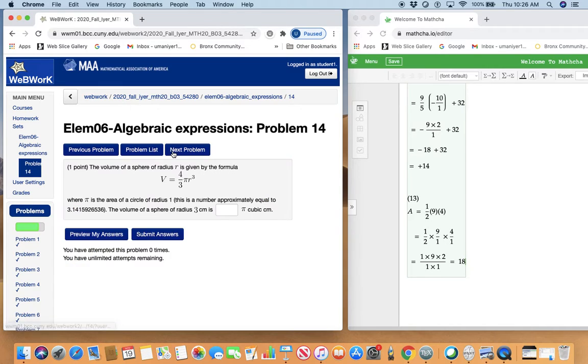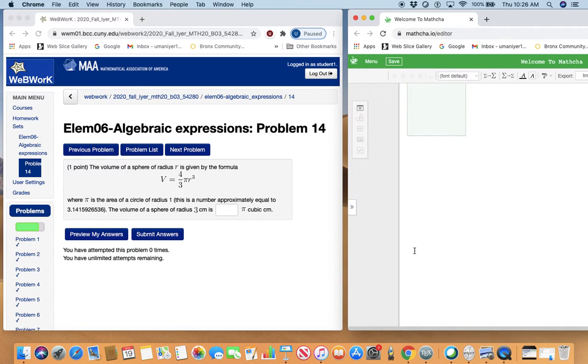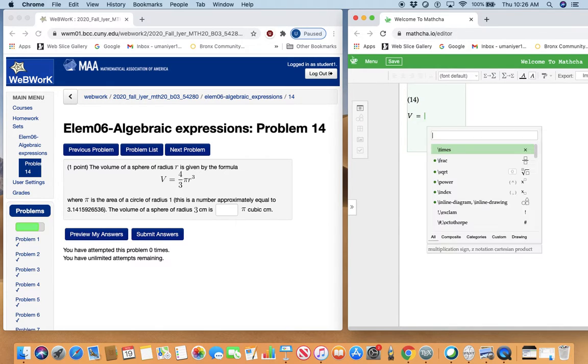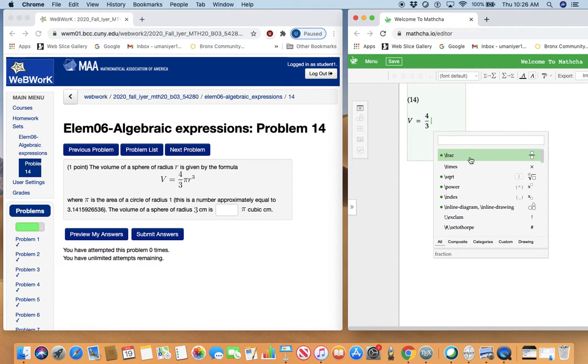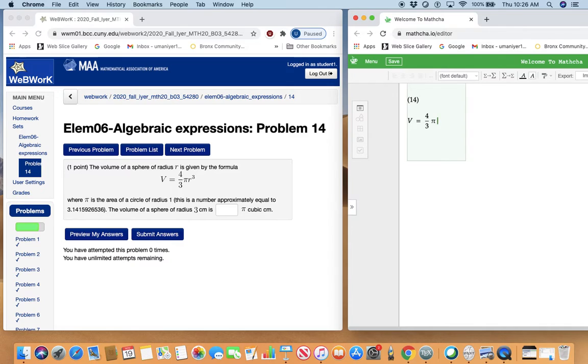Okay, next problem. The volume of a sphere V is 4 by 3 pi r cubed. All right, another beautiful geometric problem. Volume of a sphere. Okay, V is fraction 4 over 3 pi r cubed. Pi is some number, it's a real number.